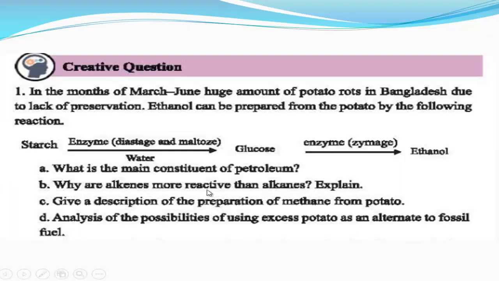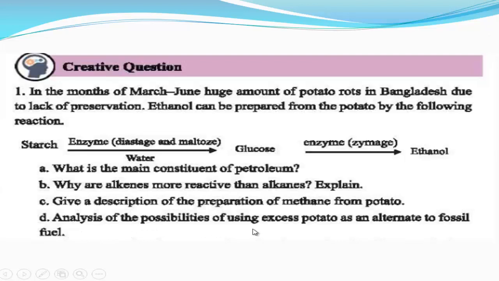Why are alkenes more reactive than alkane? Due to the presence of double bond. I have explained this. Give a description of the preparation of methane from potato. Not methane, it will actually be ethanol from potato. This is actually wrong. So you have to explain the preparation process of ethanol from potato.